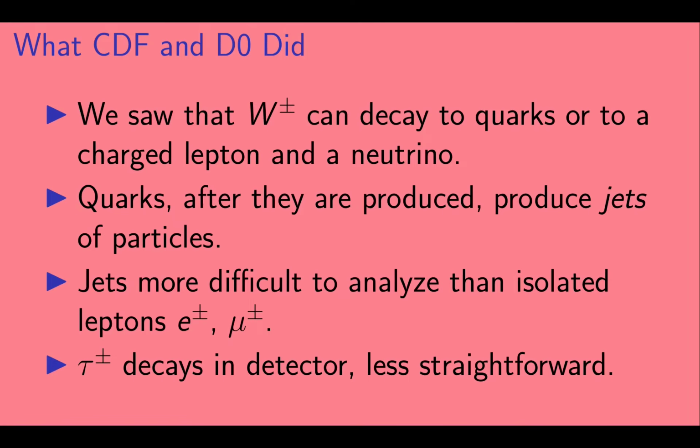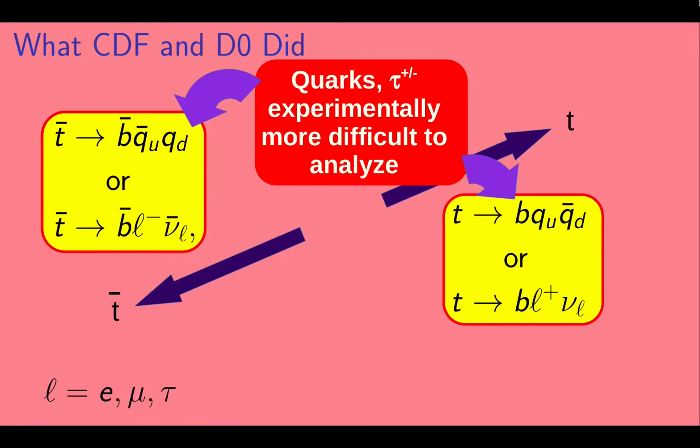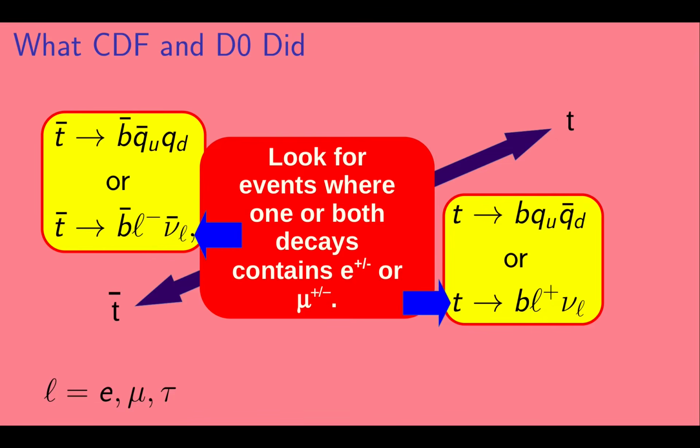These jets are more difficult to analyze than isolated leptons like electrons or muons, and are easily made in the detector by processes other than top production. And even among the leptons, we have the tau, which decays in the detector, making it less straightforward to deal with than electrons and muons. So, since quarks and taus are less straightforward to deal with, CDF and D0 designed their analyses to look for instances where at least one of the W's decayed to an electron or muon.